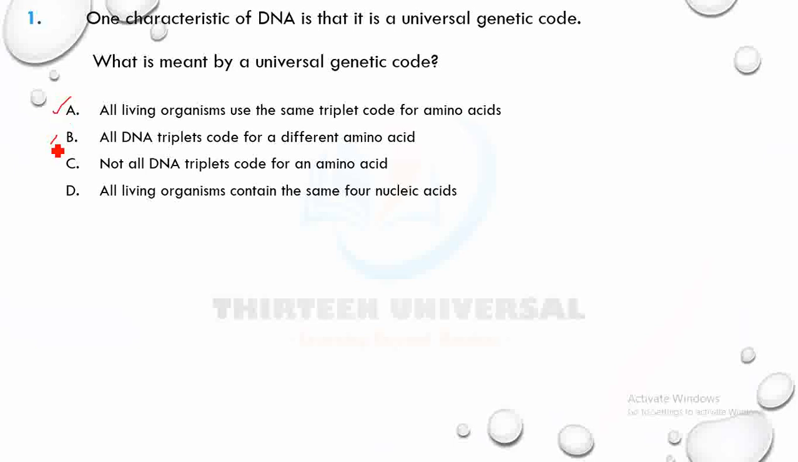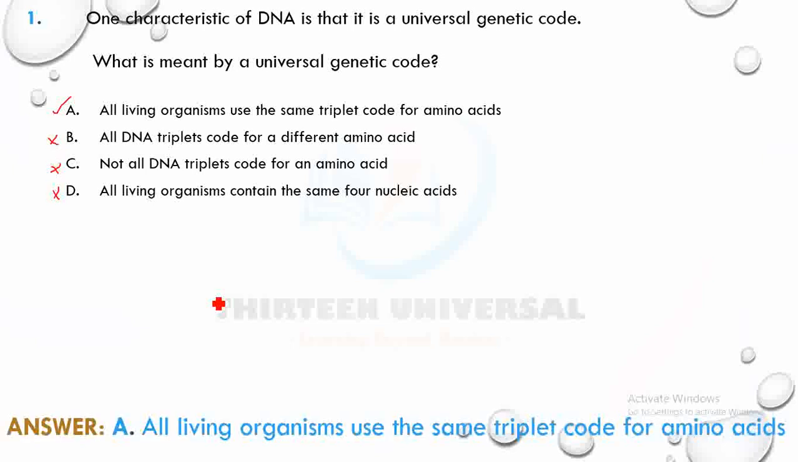Now why? Because universal genetic code means that if an amino acid is coded by a particular base triplet in one organism, the same amino acid is coded by the same base triplet in all living things, whether it is in a human cell, plant cell, fungal cell or bacterial cell, the same. Is that okay? So all living organisms use the same triplet code. That's universal genetic code.